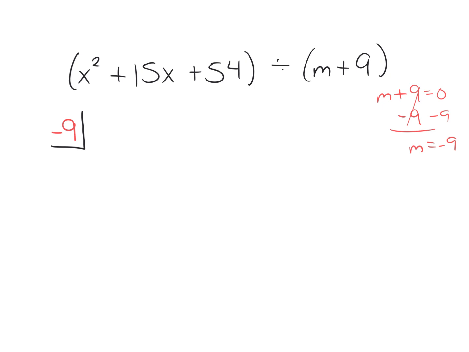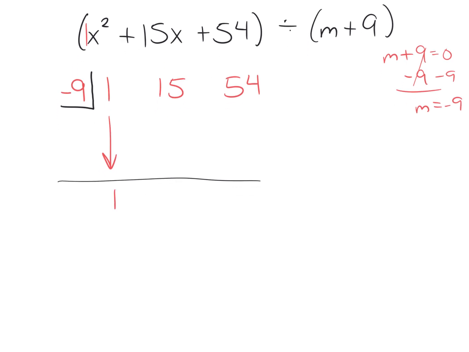How do I figure out what numbers go here? The longer piece. Right. What are these numbers called in front of those? They're called coefficients. Okay, so I have 1, what else? 15 and 54. Can I start synthetic division? Yes. What do I do first? Bring down the 1. So I take negative 9 times 1 is negative 9.